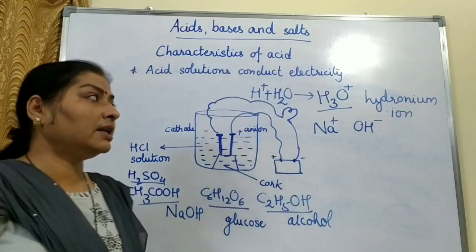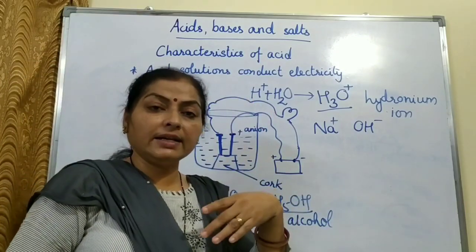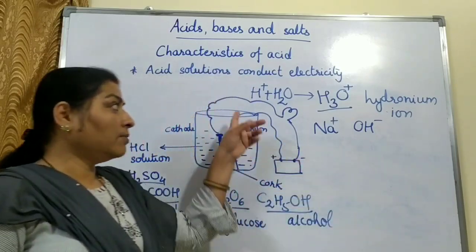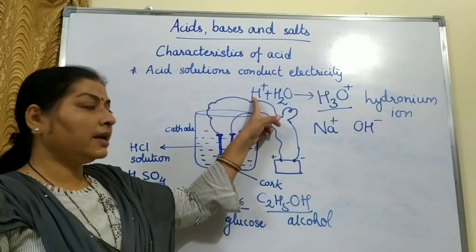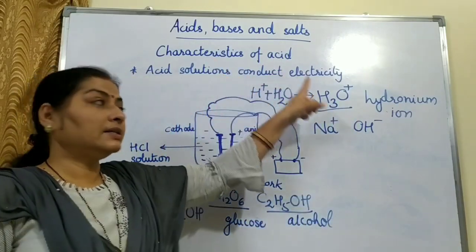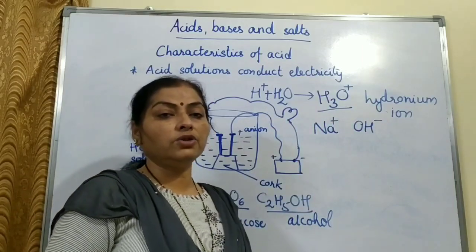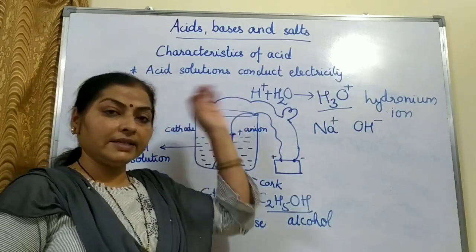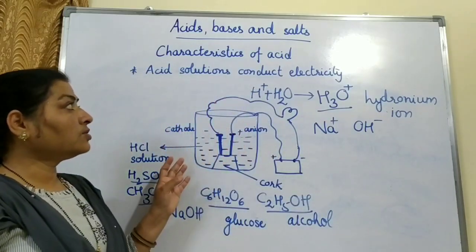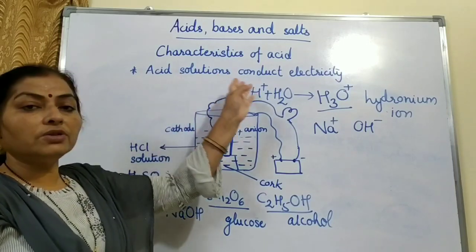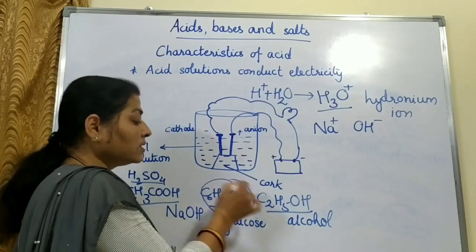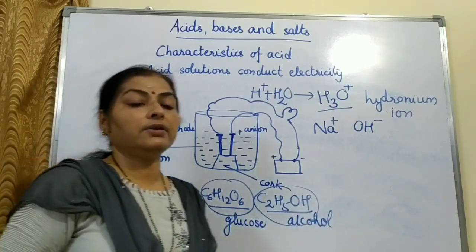Hydronium ion is chemically the same as H plus ion. So whether I say hydrogen ion or hydronium ion, it is one and the same. Only symbolically we write hydrogen ion as H plus, and hydronium ion as H3O plus. H plus will always exist as a hydronium ion in the solution, but for writing purposes, we can write it as H plus ion or as H3O plus ion. I hope you have understood this concept of acid solutions or even base solutions conducting electricity, and why glucose and alcohol can't conduct electric current.